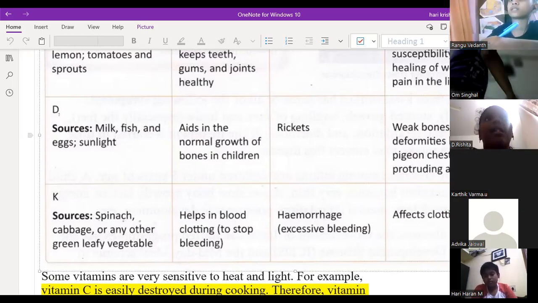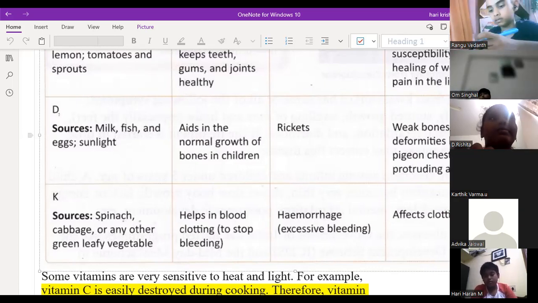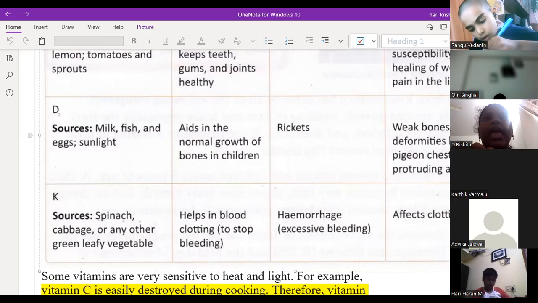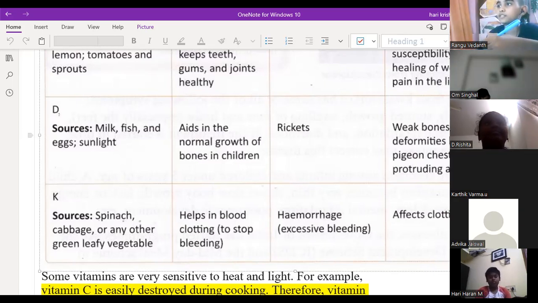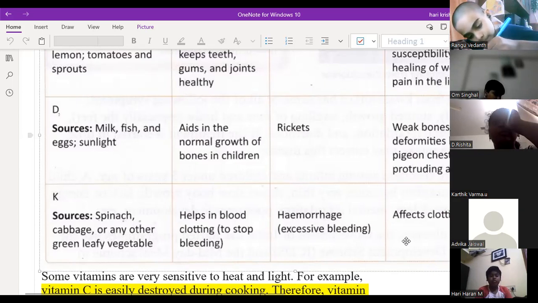Yes, sir. It affects the clotting of the blood. So what is vitamin K deficiency disease? Deficiency of vitamin K will cause hemorrhage, excessive bleeding. Whenever there is no clotting of the blood from the injured site, it will cause hemorrhage.